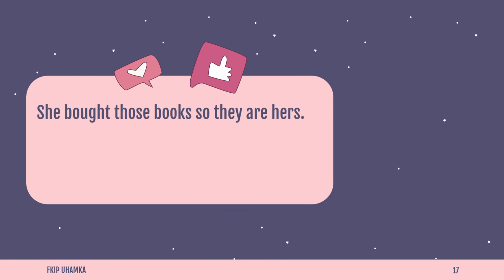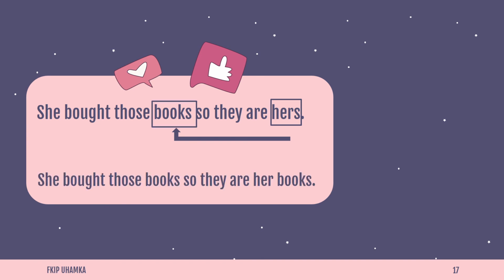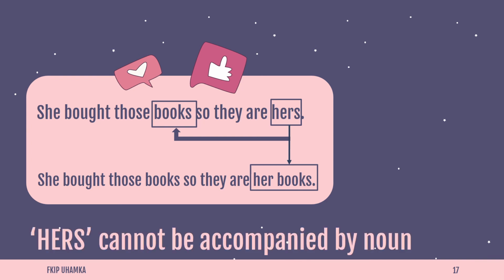Remember. Okay, the next example is she bought those books, so they are hers with S, and this word replaces the word books. So how can we differ the word hers from her? Remember, if we choose the word hers, we cannot accompany it with a noun. So the word hers cannot be accompanied by a noun. Meanwhile, if we choose the word her without S, of course, we have to mention a thing here or a noun.